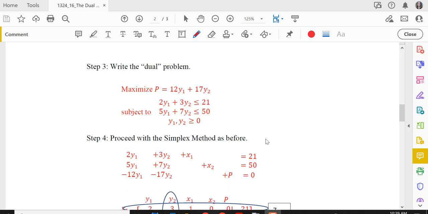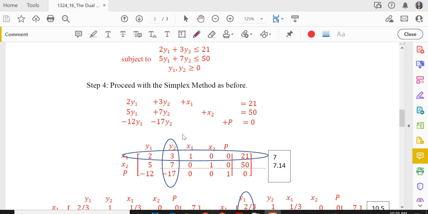Once you have the dual problem, you proceed like we did last week, where you write slack variables, form the initial simplex table, and find the most negative indicator, that's the pivot column. Go divide the last number by the number in the pivot column. As long as it's not 0 and not negative, you throw those out. You find the smallest number, and that becomes your pivot row.